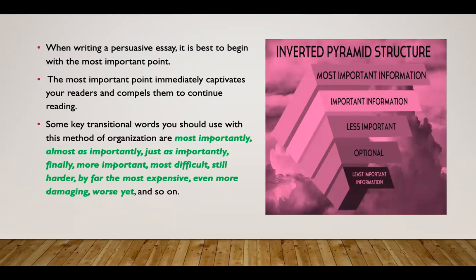Some key transitional words you should use with this method of organization are: most importantly, just as importantly, finally, more important, most difficult, and so on. And here you can see the structure: you start from the most important information, then come towards important, less important, optional, or least important information.